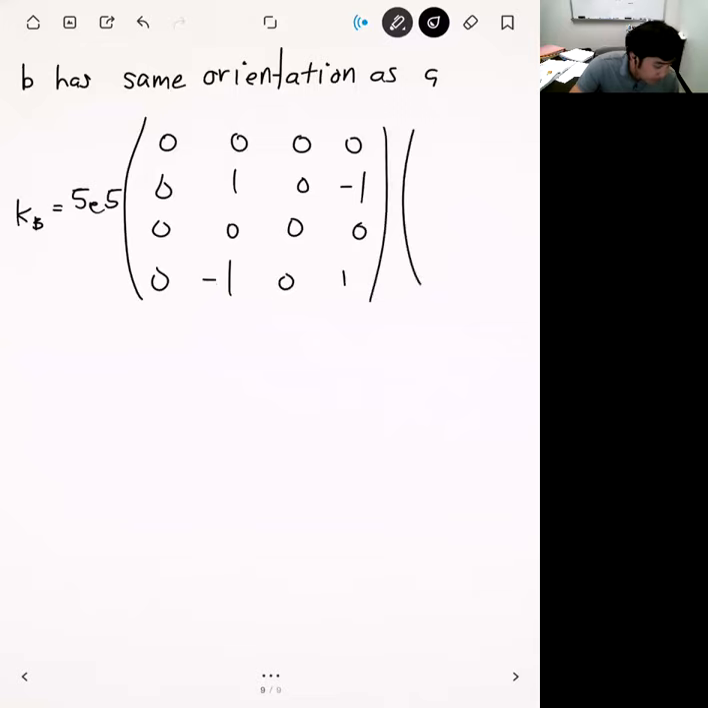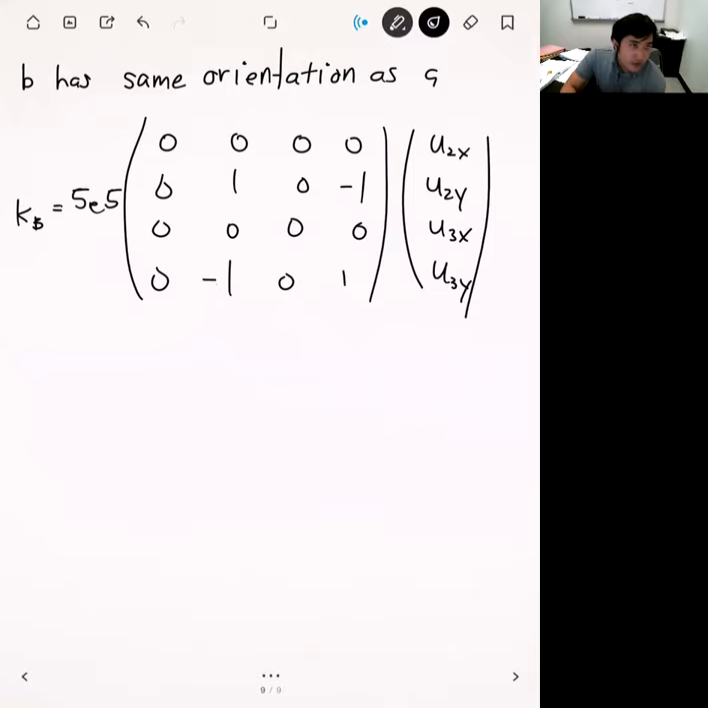Okay. But element B is going to be working on different degrees of freedom. And so element B is working on nodes 2 and 3. And so we have a u2x, u2y, u3x, u3y. All right, and so now we come to element C.